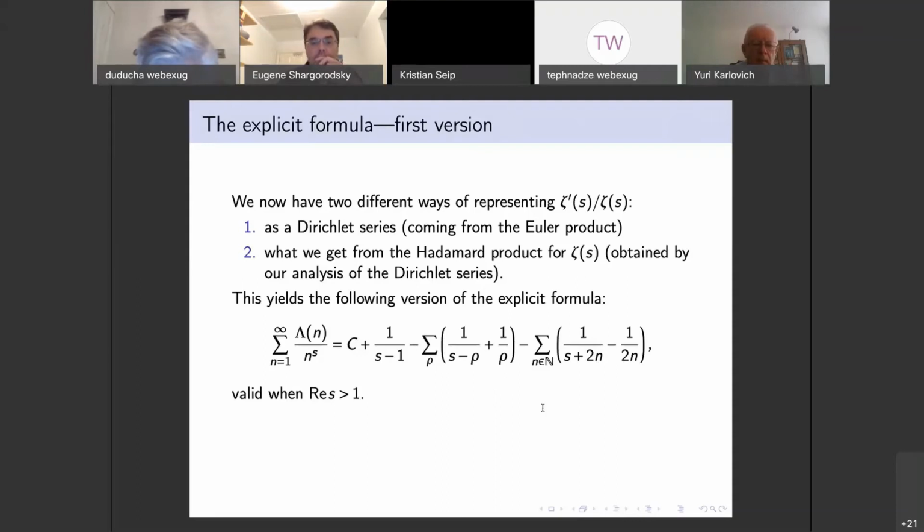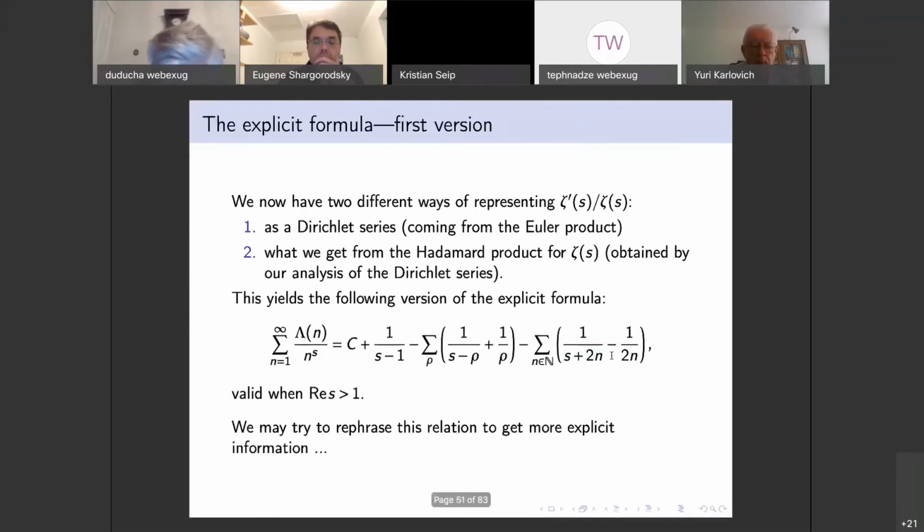So you have an Euler product and a Hadamard product, and if you combine these two things, you get the beginning of everything here. On the left-hand side is the Dirichlet series representation of zeta prime over zeta. On the right-hand side is what you get from the Hadamard product. You have a constant first, then what comes from the pole at 1. Then you have a sum over the non-trivial zeros, rho. And then there is a term coming from the trivial zeros, that is, 1 over s plus 2n, and then something that makes things converge. This is valid when the real part of s is larger than 1. So this is the starting point for the duality.